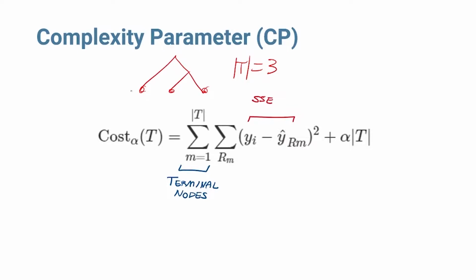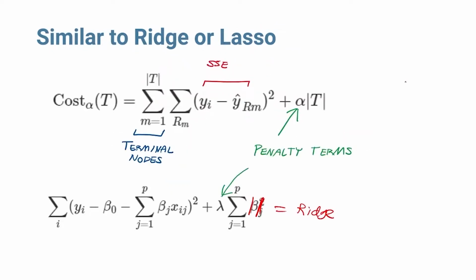But you've seen that before, right? That's just the squared error. That's just y hat minus the actual y, squared. So y hat i minus yi, and then you add to it alpha times the number of nodes, which is 3. Where have you seen this before?